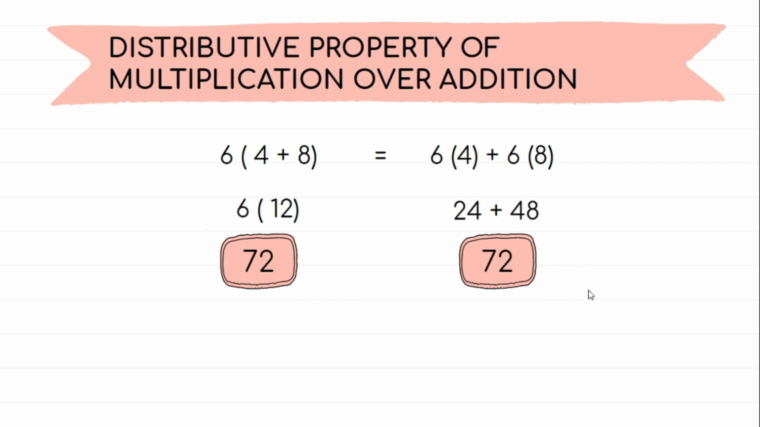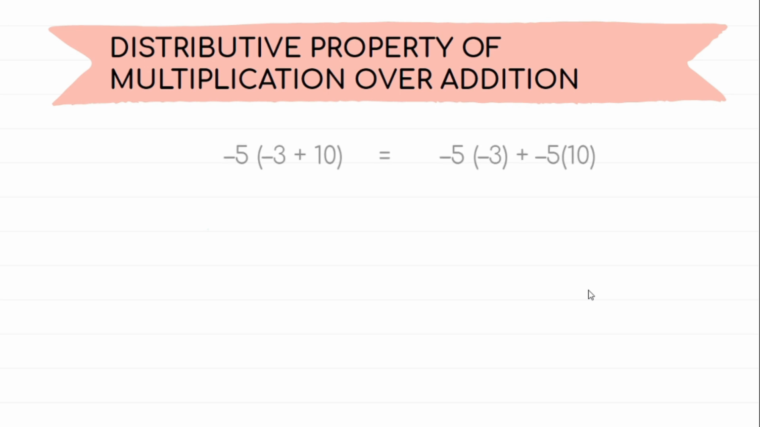Let's have another example. I have here negative 5 multiplied by the quantity of negative 3 plus 10. So, ibig sabihin, pwede natin gawin ay yung groupings muna, pero pwede din natin siyang i-distribute. Okay? So, pag ginawa natin tong isang to, gagawin muna natin yung negative 3 plus 10. So, that is negative 5 multiplied by positive 7. Tama? Ginawa muna natin tong negative 3 plus 10, which is positive 7. And then, the answer here is negative 35.